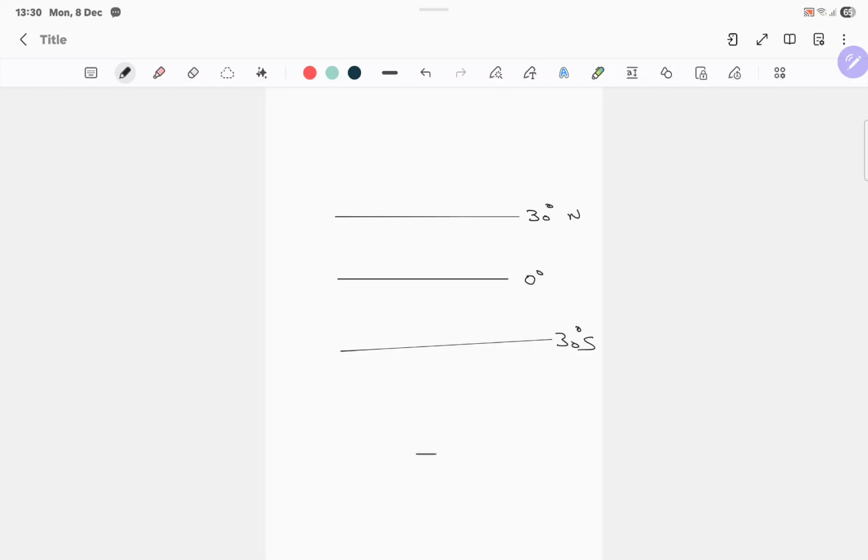This is your south pole, and again on the bottom I forgot to make 30 degrees south. Okay, 60 degrees south. Here also 60 degrees north, and this is your north pole again.